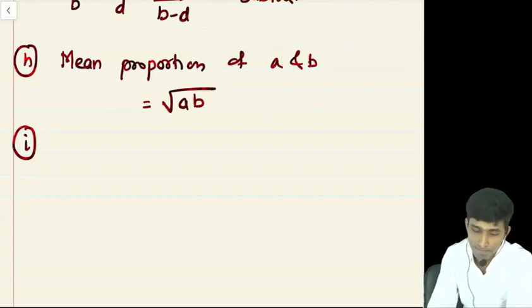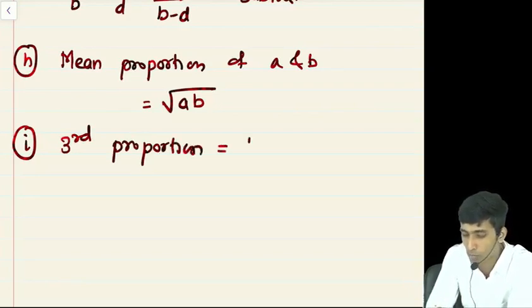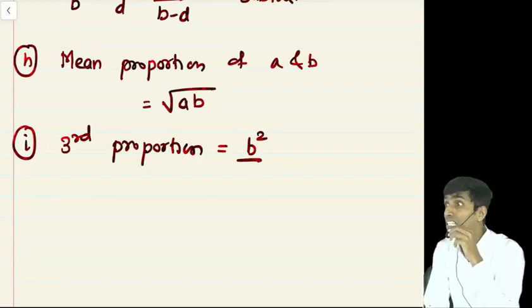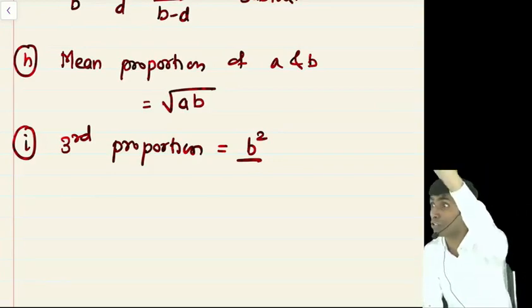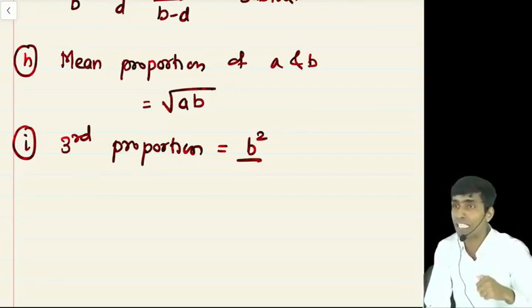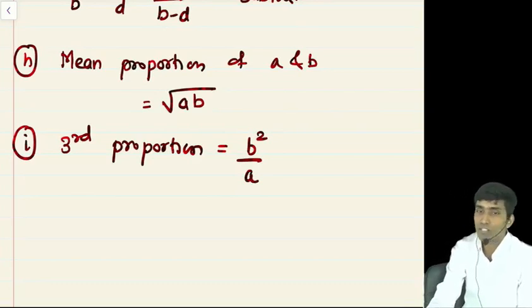If they ask third proportion, then the formula is B square upon A. A, B, C, I don't know the C. I have to calculate C. I know B and A. So how will you calculate C? B square upon A. Straightforward. Okay?